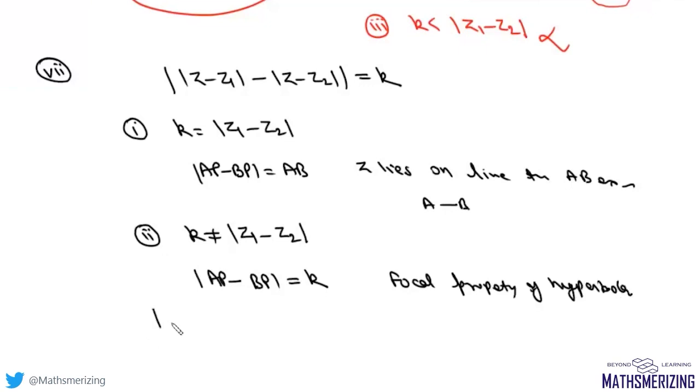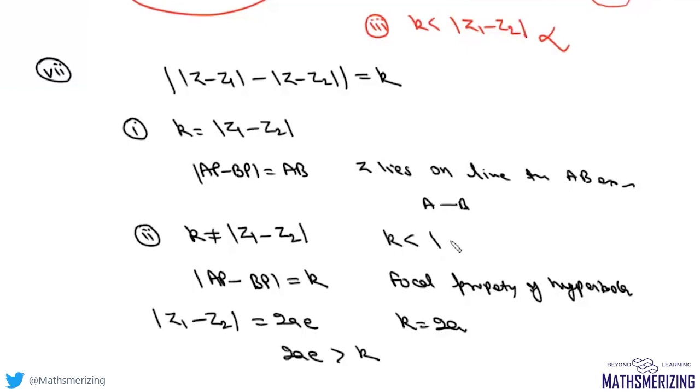Now distance between focus is given by mod of Z1 minus Z2, which is twice AE, and this K is 2A. And since for hyperbola E is greater than 1, then twice AE must be greater than K. So in this case, this K must be less than mod of Z1 minus Z2. And if K is greater than mod of Z1 minus Z2, then again it won't represent any locus.